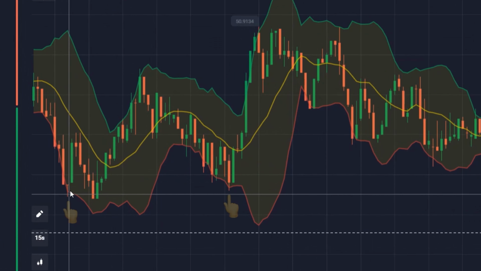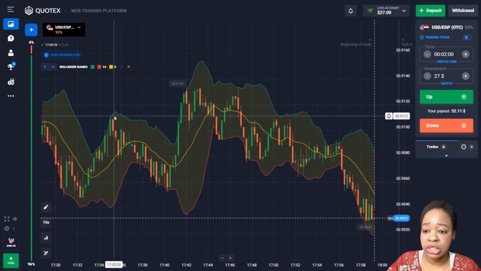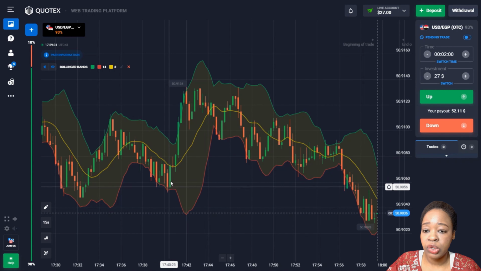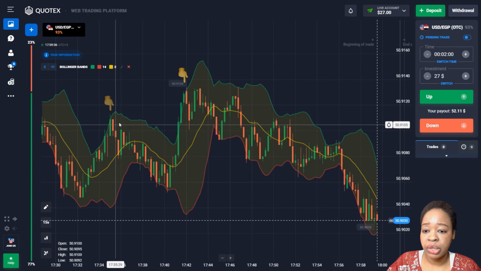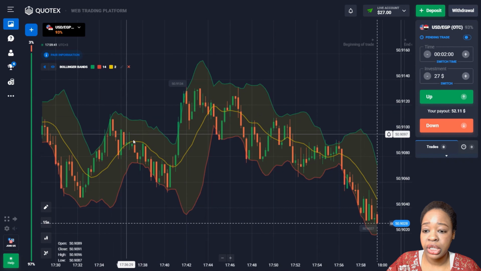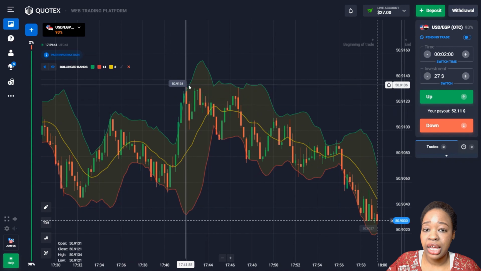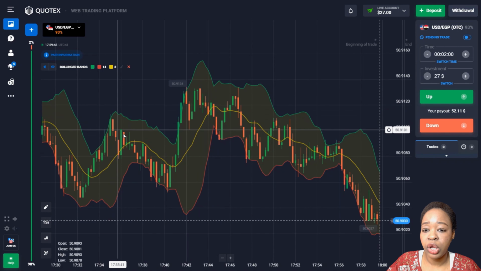We can see when the price touches the lower band of the indicator, it usually bounces up. In this situation, you can open an up trade easily, and vice versa. When you can see the price touches the upper band of the indicator, then bounces down, here you can open a down trade, and this is a signal for it. Both of these signals are very good and work quite well.